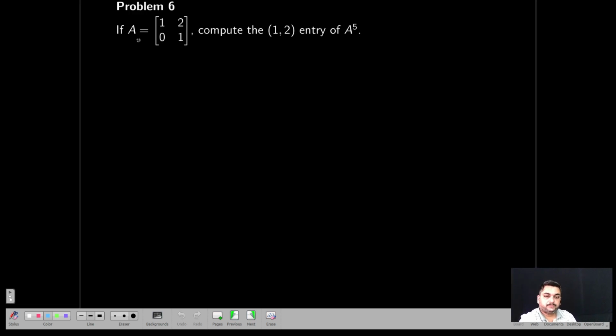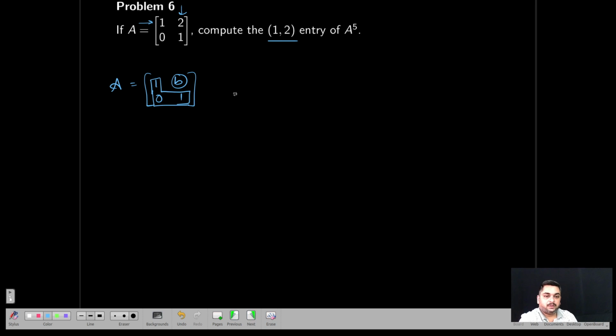Next. If A equal to [[1, 2], [0, 1]], compute the entry (1, 2) of A power 5. If I multiply this matrix 5 times, find the entry 1 comma 2. 1 comma 2 means this. So see, there is a shortcut here. If the matrix is of this form, 1, some element b, and then 0, and then 1. So this can be any value. Okay, the only thing is this should be fixed. This element should be fixed in a 2 cross 2 square matrix.